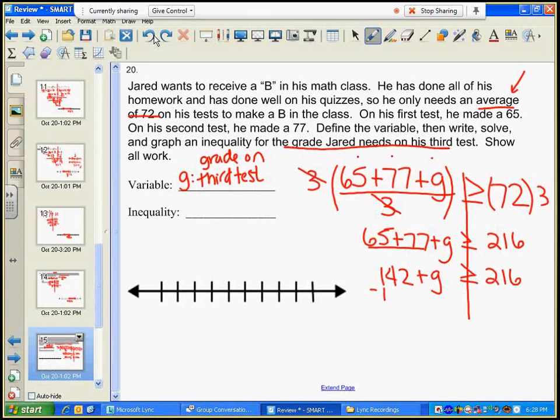I'll subtract 142. And I'll get G is greater than or equal to, it's a 4, and that's a 7. There we go. Okay, cool. So the grade he's got to get on this next test has got to be greater than or equal to 74. If he does, he's met his goal. So here's 74. It could be 74. He'll still meet his goal. And everything above it. G is greater than or equal to 74.